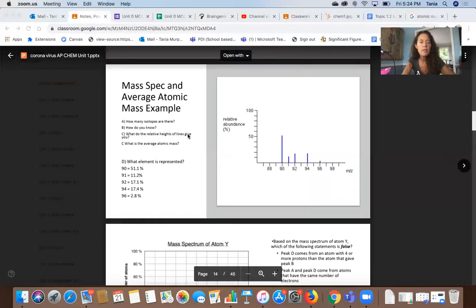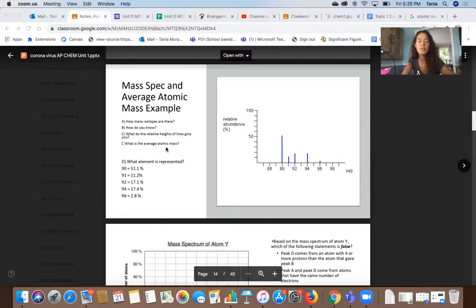What do the relative heights of the lines give you? They relate to the percent abundance of that isotope in nature. This tells me that most of my, I believe this was zirconium, atoms have a mass of 90, and a lot of them have a mass of 94 and 92. Very few of them have a mass of 96 and 91, a little bit more than 96, and most of them have a mass of 90. That's what it tells me. It also tells me that the average atomic mass should lie somewhere within this region.